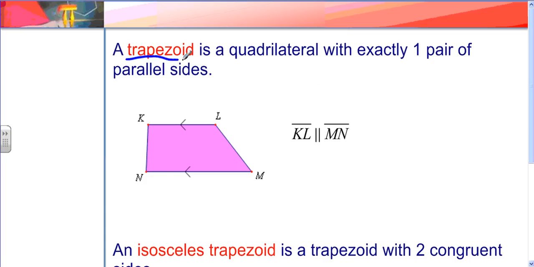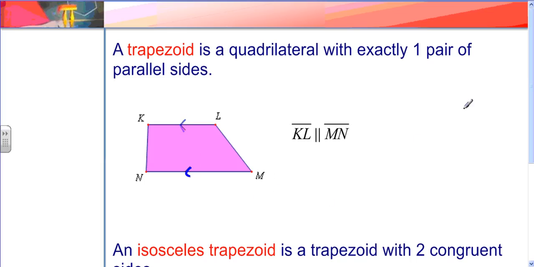The next one is not a parallelogram anymore. It's a trapezoid. And a trapezoid is not a parallelogram, but it's similar. But this time it's a quadrilateral that has exactly one pair of parallel sides. That means one pair of sides are parallel, and that's it. The other pair of sides cannot be parallel. So in this diagram, we have KL is parallel to MN. And so this is a trapezoid.